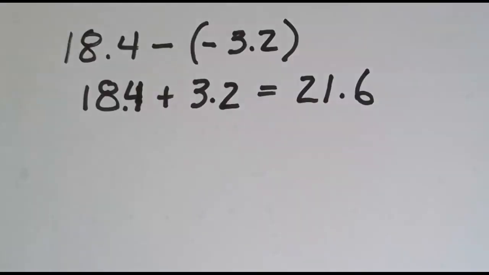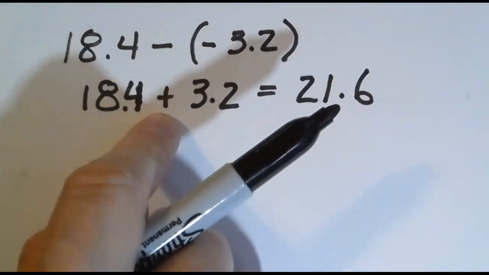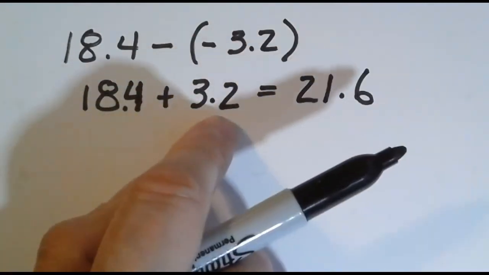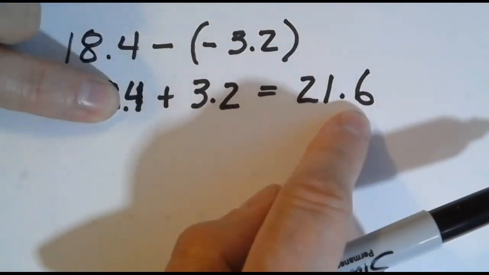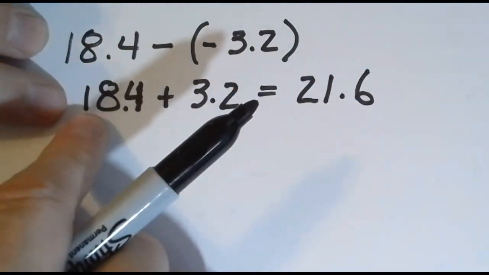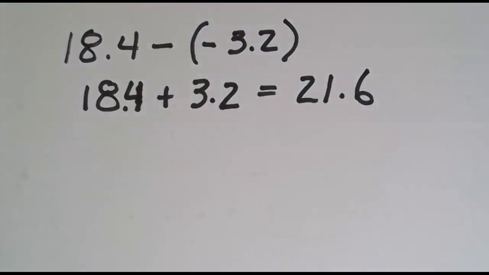Problem number 6, 18.4 minus -3.2. So if we're minusing a negative, 2 negatives make a positive. So we're going to add 18.4 plus 3.2. If I add my decimal places, 4/10 and 2/10 is 6/10. And my whole numbers, 18 plus 3 is 21. So the answer to number 6 is 21.6.